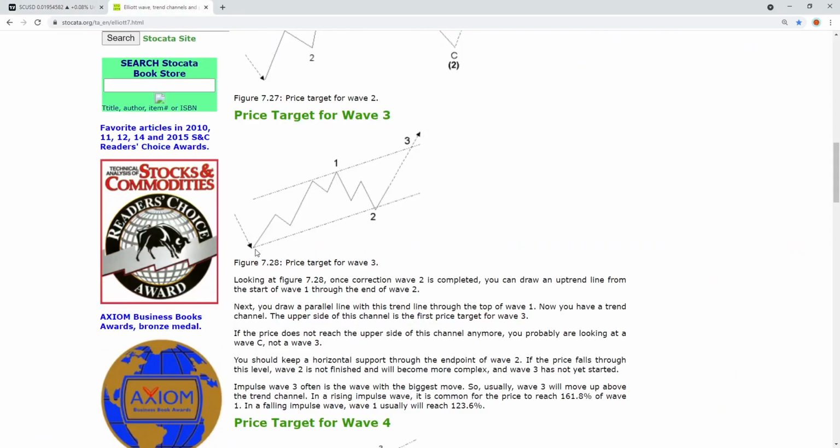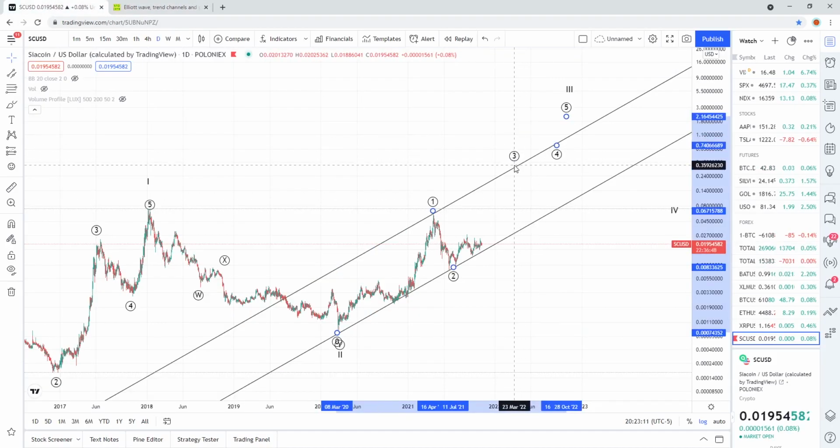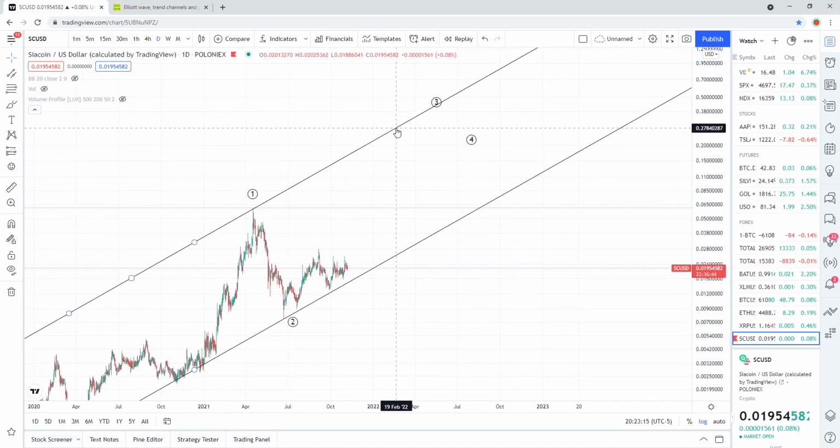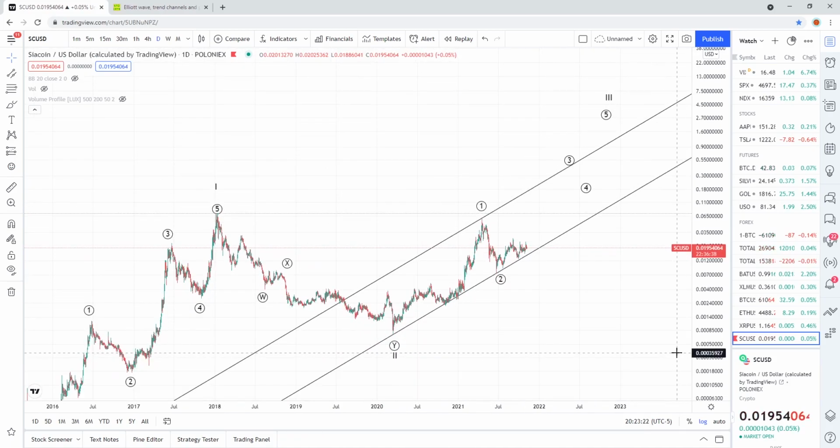As you can see in this example, started at the origin of wave 1 to the bottom of wave 2 and then parallel up to the top of wave 1. And then your third target's going to be that trend line right up there. So if it were to do something like that, we would see Siacoin hit around anywhere from 25 to 30 cents would be around that trend line.